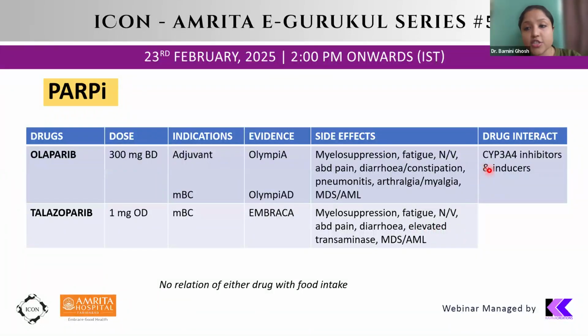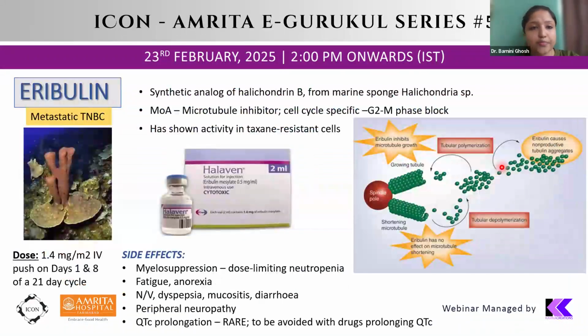Now, coming to drug interactions, the plasma levels of olaparib are influenced by CYP3A4 inhibitors and inducers. As I was saying previously, the inducers are drugs like phenobarbital, phenytoin, and rifampicin, and the inhibitors are drugs like protease inhibitors and antifungal azoles. Since the drug is metabolized by the hepatic microsomal enzyme systems, these drugs may alter the plasma levels of olaparib.